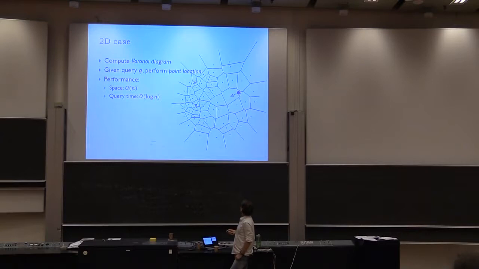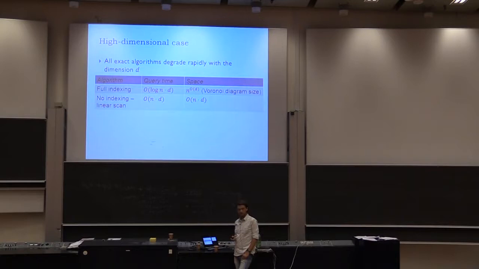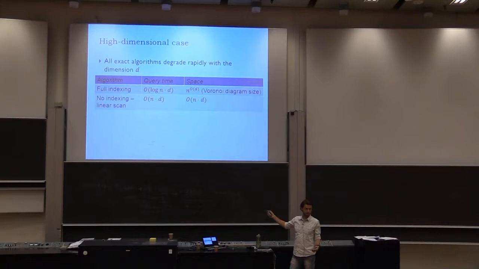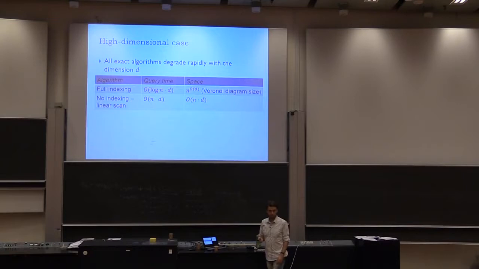So in the high-dimensional case, unfortunately, there are essentially two extremes of what we can do. Things become much harder, and all the exact algorithms degrade very rapidly with dimension d. One is to do a similar thing, a Voronoi diagram for dimension d. You can do it, and it will have nice query time, something like log n times dimension. You can often think about dimension as being, let's say, logarithmic. The space unfortunately will be something like exponential in dimension, right? Which is just not practical, not doable.